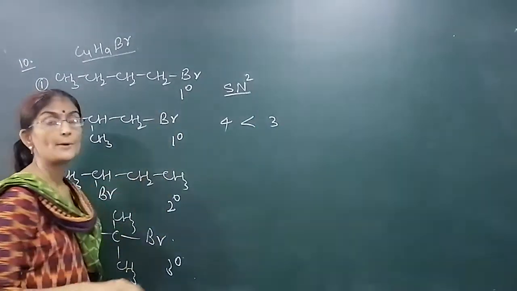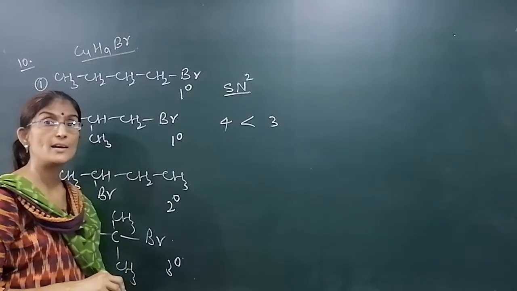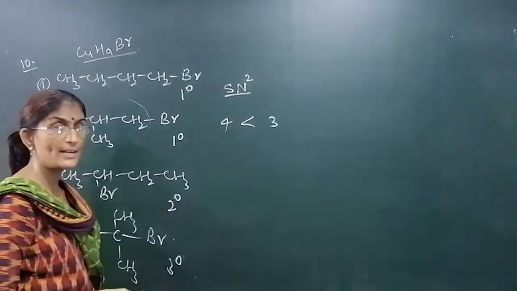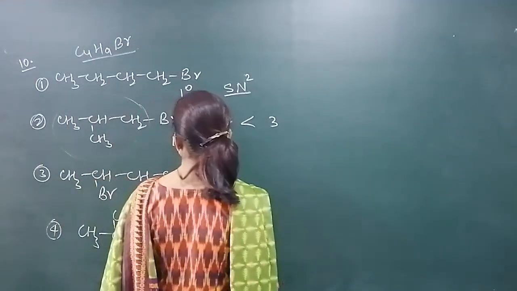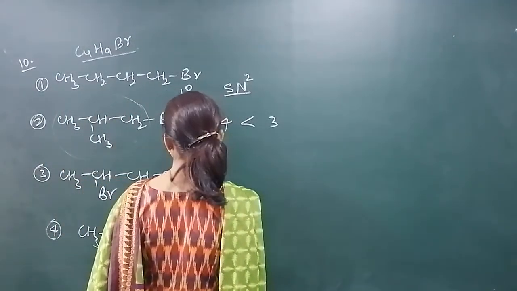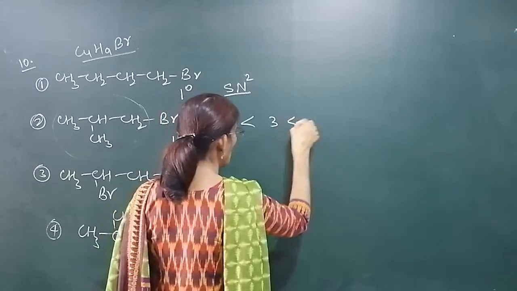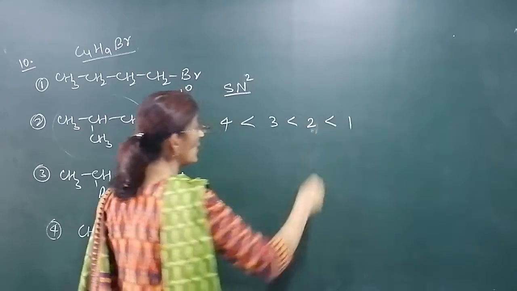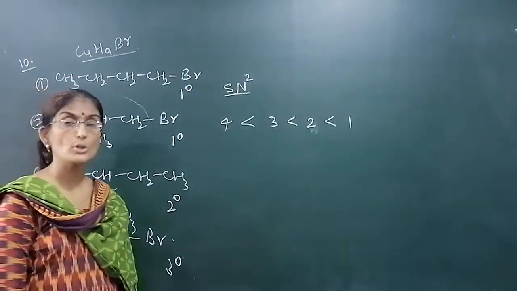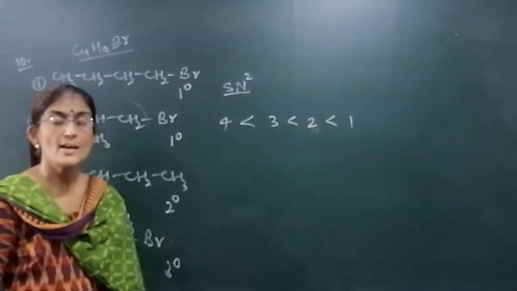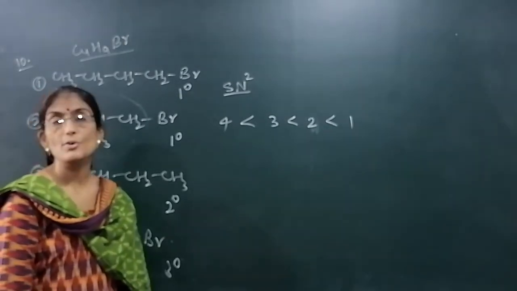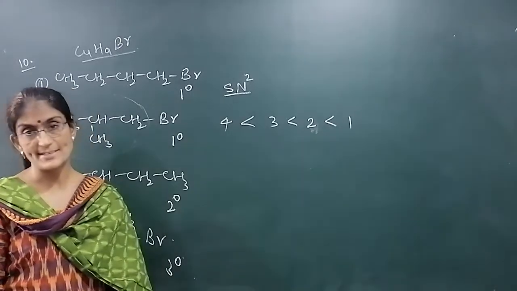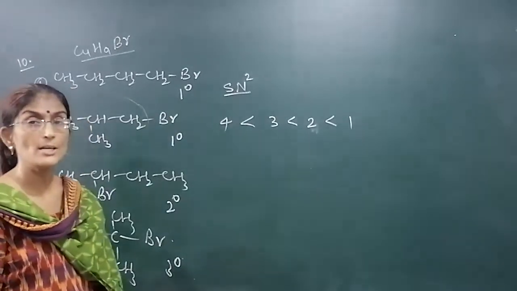Now there are two primary ones. Which primary will have more steric hindrance? This one will, because it has crowding, so more steric hindrance. So it will not undergo SN2 faster. After that it is 1, then 2, and then 1. If both are primary, then we have to see the steric hindrance. If more crowding is there, the rate of reaction will be slow. If crowding is less, the rate of reaction will be faster. Clear? This is for SN2.